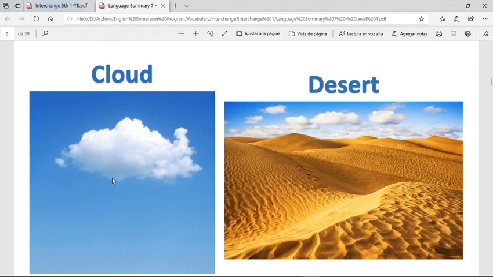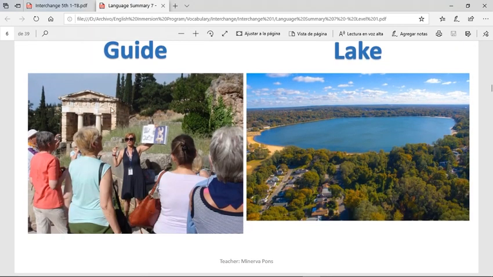Cloud. This is a cloud. Desert. This is the desert. A guide is a person that follows you, is with you when you are a tourist and gives all of his story about the things and places that you're seeing with them. A lake. This is a lake. It's a portion of water surrounded by land.